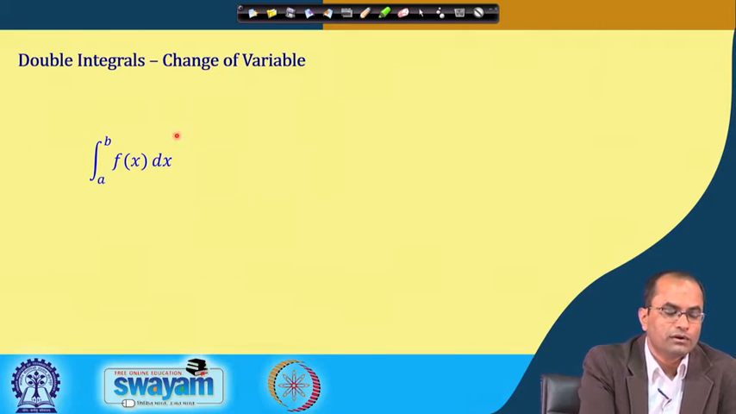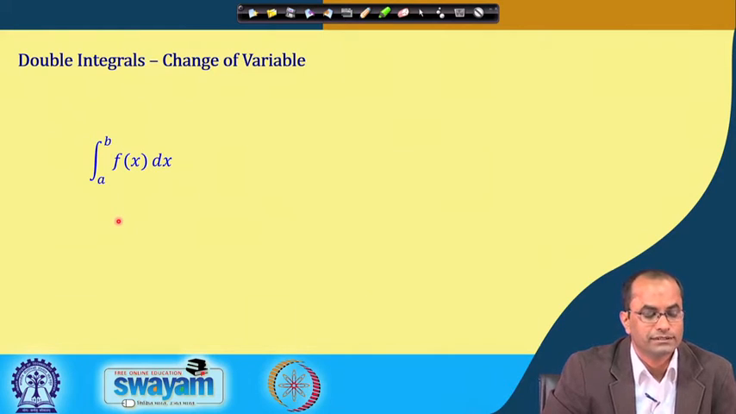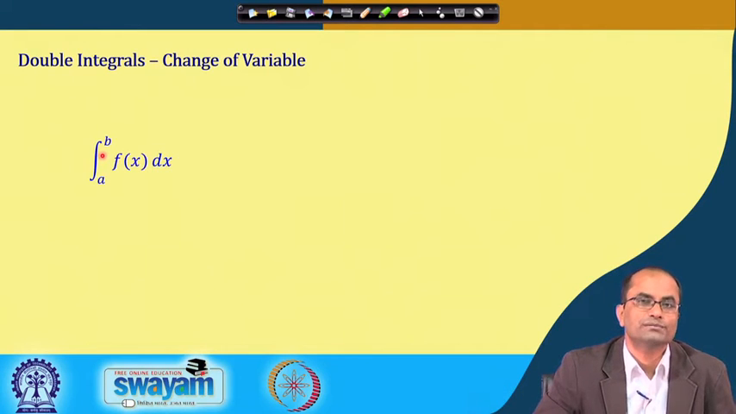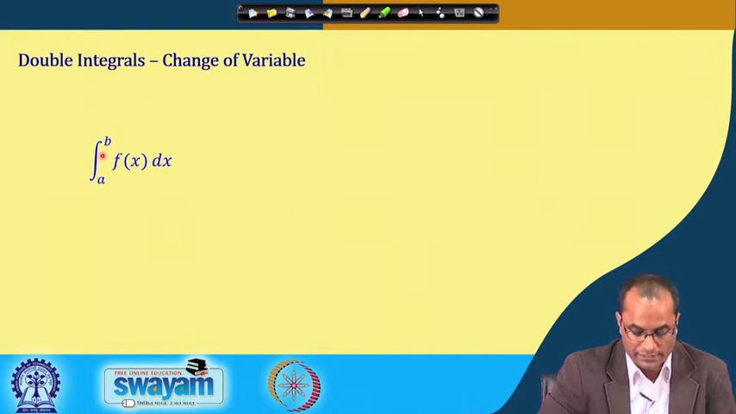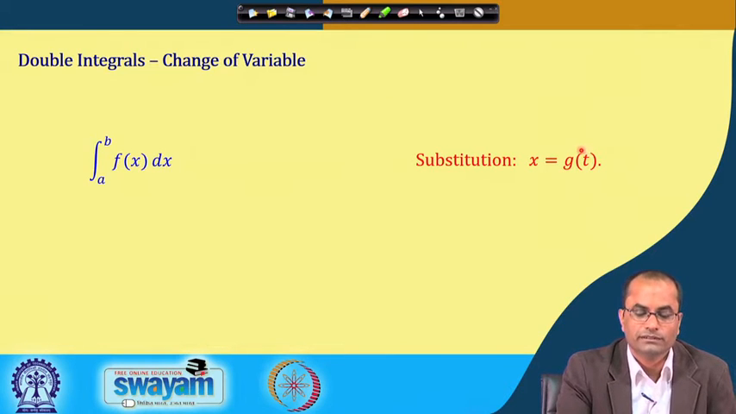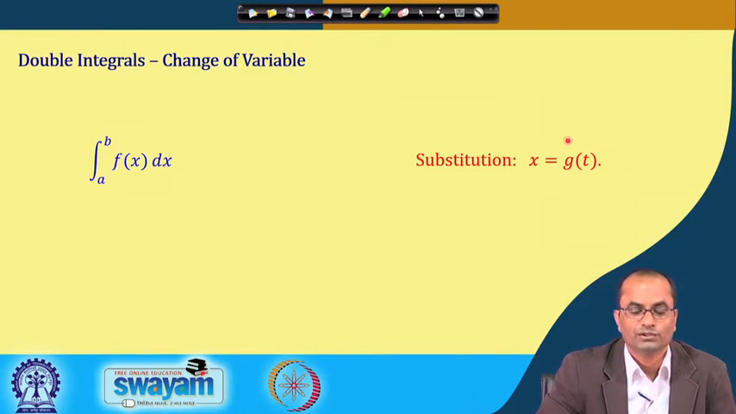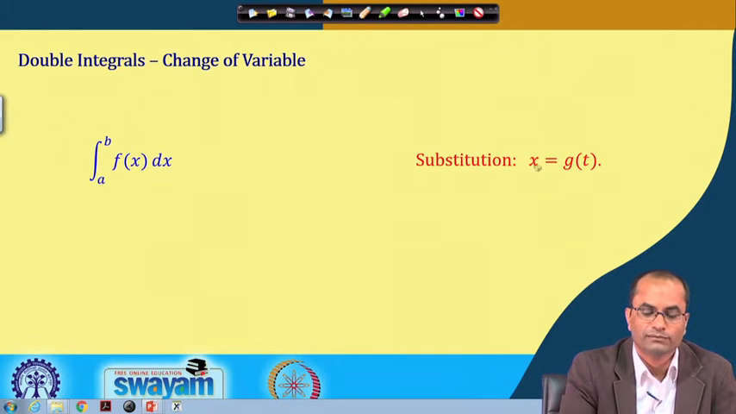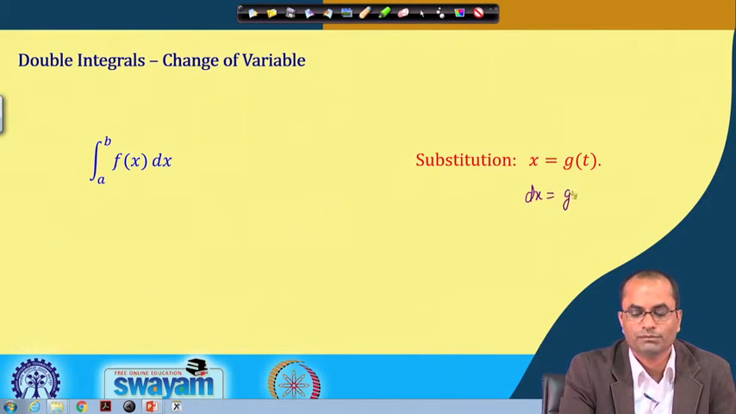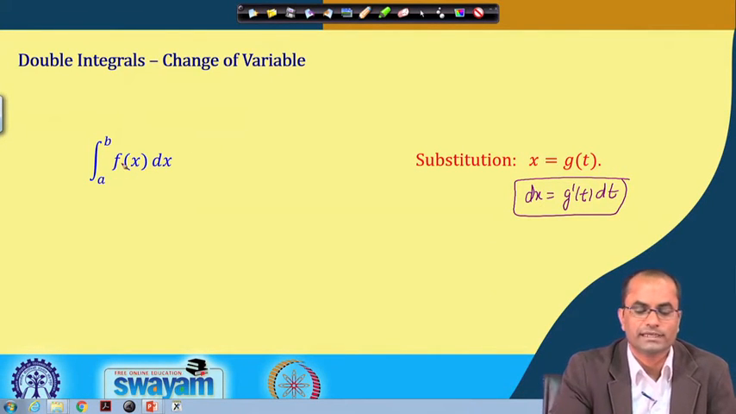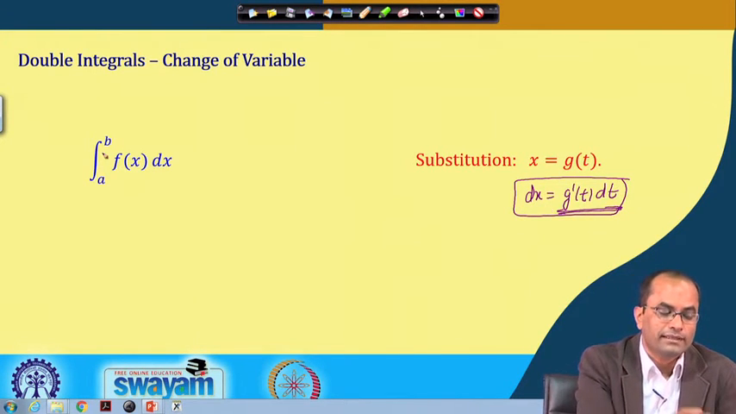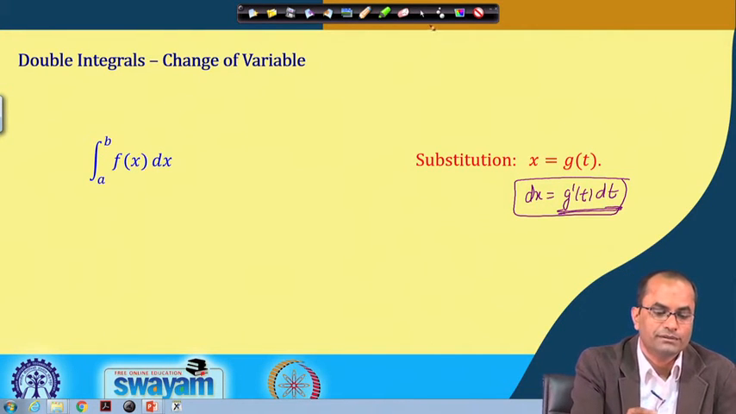So, just to recall, if we have a single integral f x dx, and the limits of x varies from a to b, and we want to substitute now to a new variable, x to let us say t here by this relation x is equal to g t. So, what we do, we immediately get what will be our dx from here. So, dx will be g prime t dt, and then we substitute this x as g t, and dx will be g prime t dt, and then the corresponding limits will appear there.